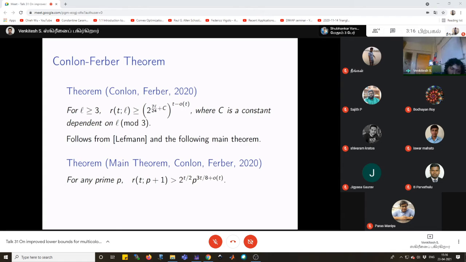For any prime P, when you take a P plus 1 coloring, the Ramsey number corresponding to P plus 1 colors is lower bounded by 2 to the P by 2 times P to the 3T by 8 plus o(T). There are again some lower order terms which we will not get into. Alright, so the basic strategy is we will prove this for prime P, and then for all the integers that are between these primes, we will use Lefmann's inequality and get lower bounds. Build upon whatever we know for the primes and then obtain them for the other integers. That is what is being done here.